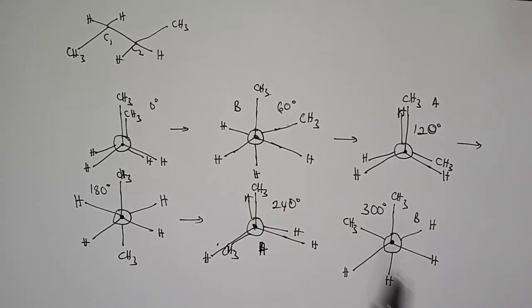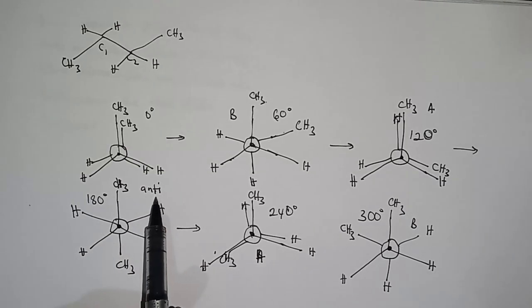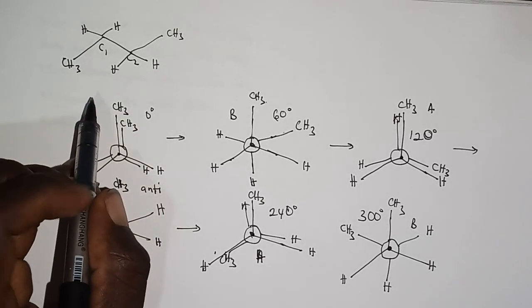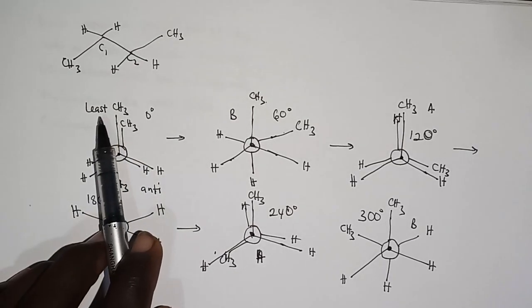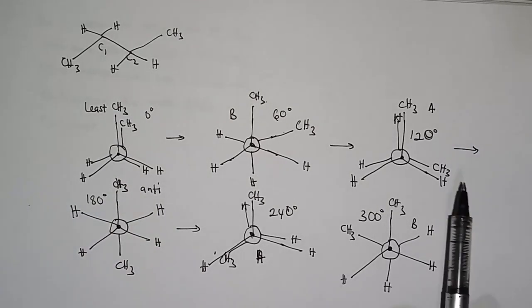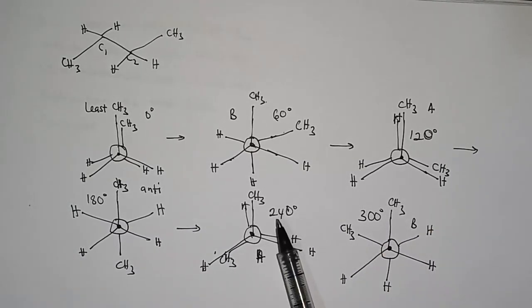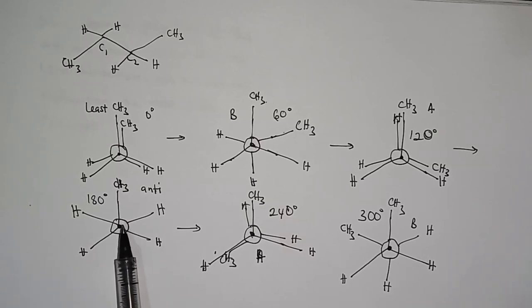Now, in terms of ranking, before we sketch the energy profile of this configuration, let's try and rank them. This conformer is the most stable because it is an anti-conformer. The least stable conformers are these conformers. Since it is least stable, it has a higher potential energy than this one. From there, we come to these conformers, the next least stable, 120 and 240. Then from there, 60 and 300. And then 180.